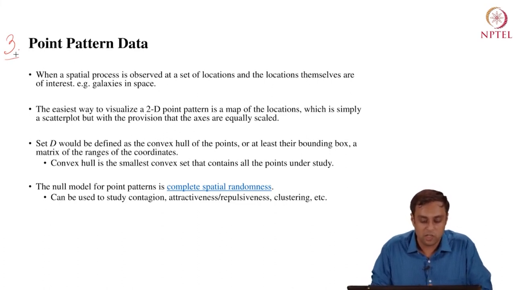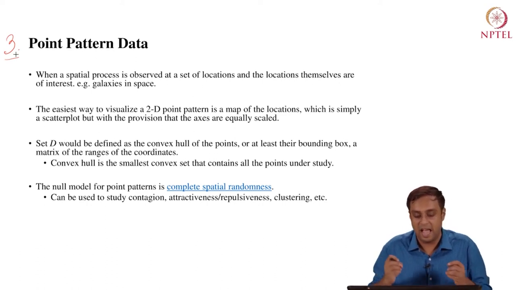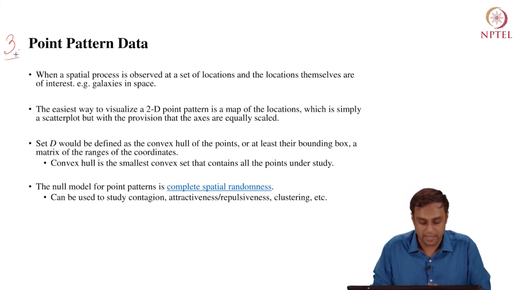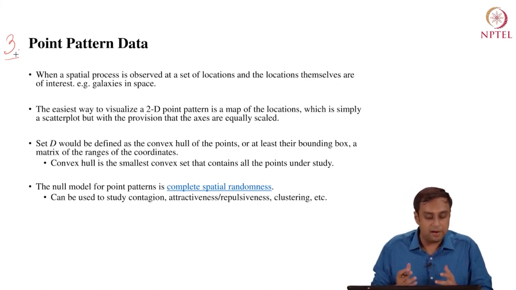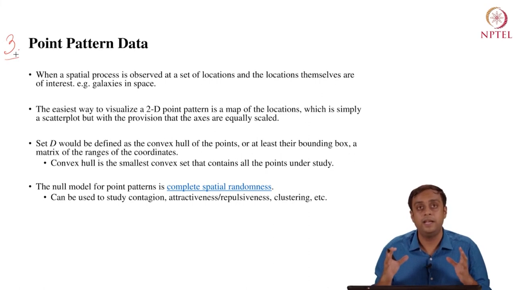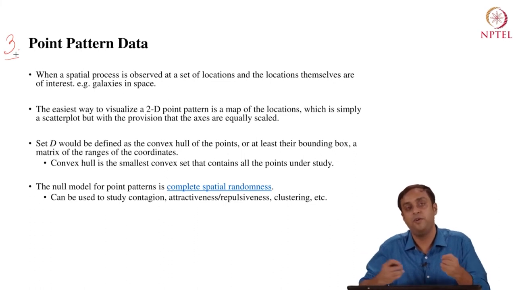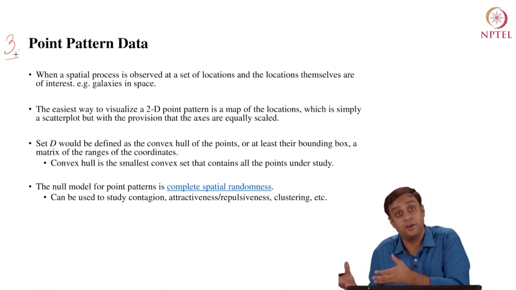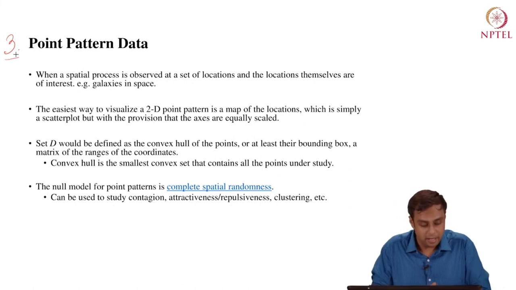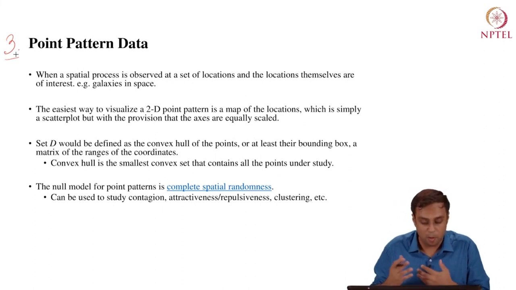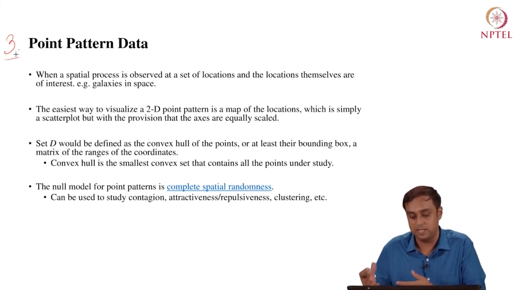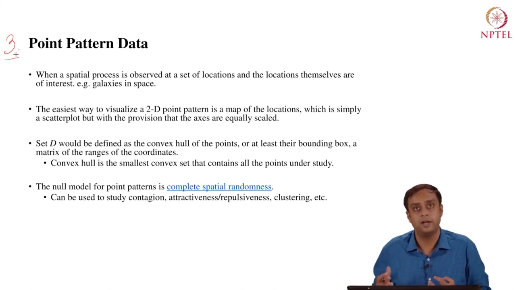The easiest way to visualize a two-dimensional point pattern is a map of locations, which is simply a scatter plot, but with the provision that axes are equally spaced, right? Here, this domain D, the capital D domain with which we are working, is basically a convex hull of points which are random variables of interest in space, right? And this convex hull is nothing but the smallest convex set that contains all points in our study.